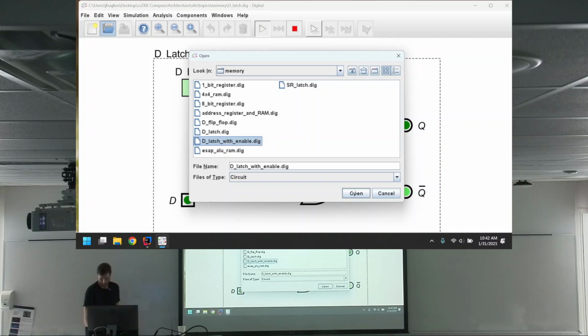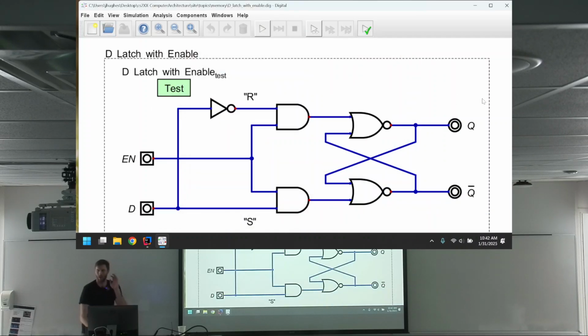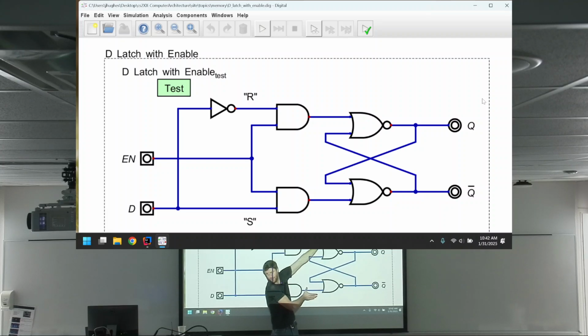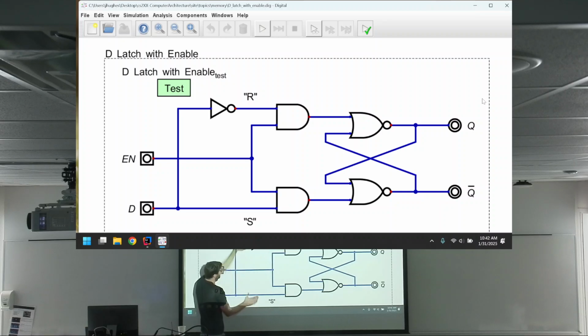So D with enable. What's going on here? Again, first, recognize that this part here is an SR latch. This part, with the S having the data going straight to it, ignoring the AND gate for a second, and the inverted going to the reset part, that's the D latch. But what's going on here? We've got this enable, AND gates with a separate input to them. A design like this is such a common way to basically turn on or off whatever this is.